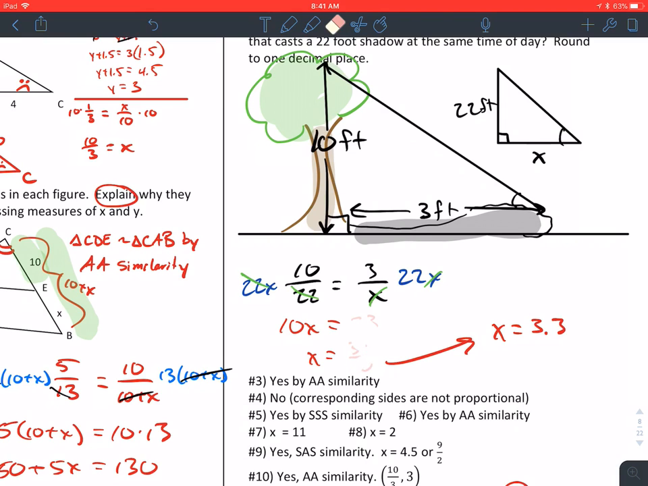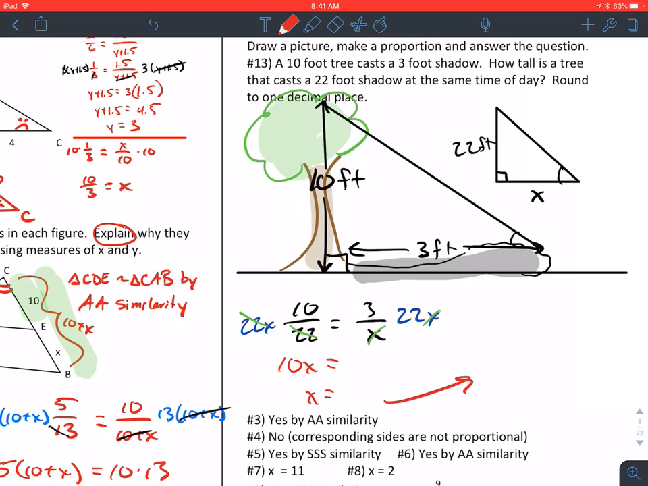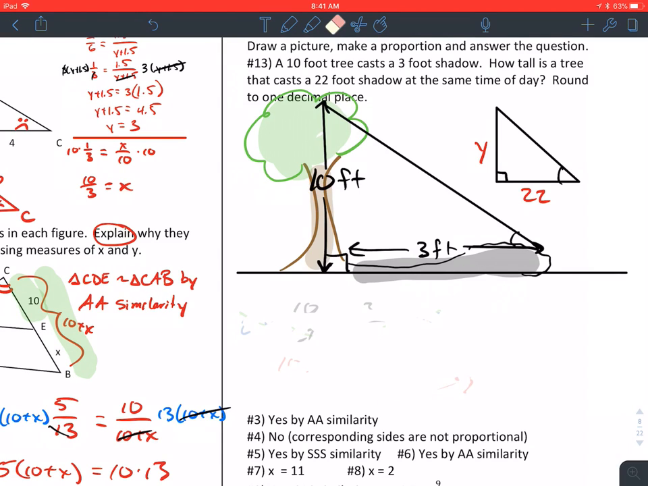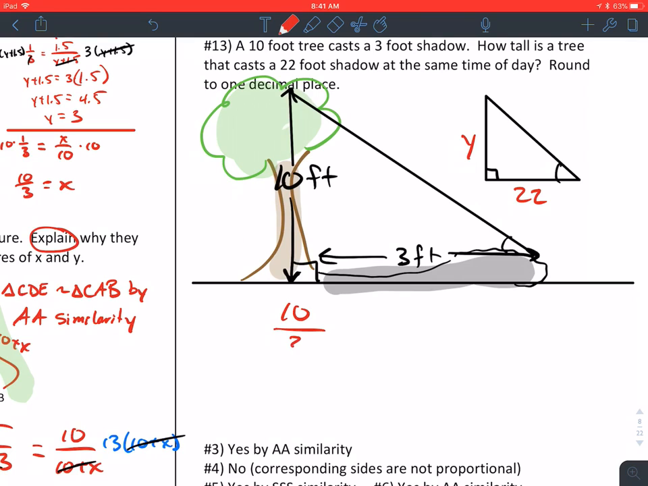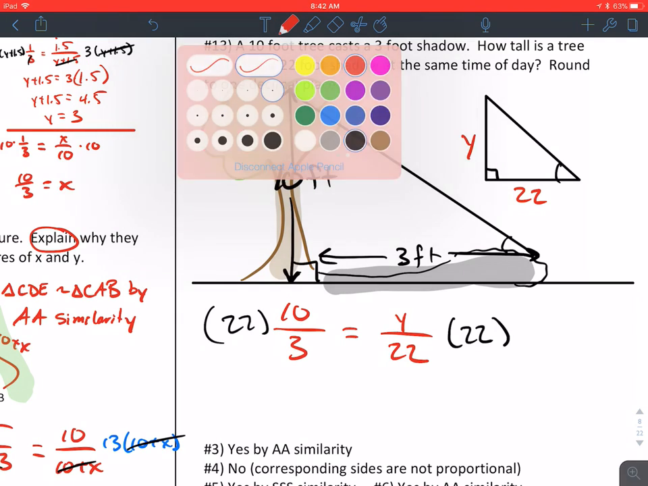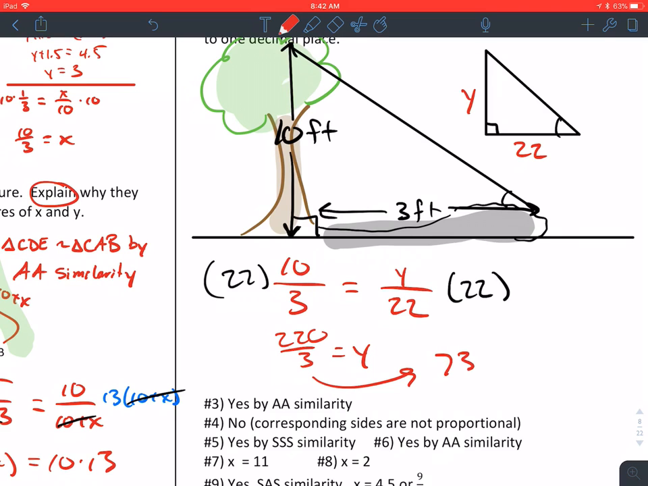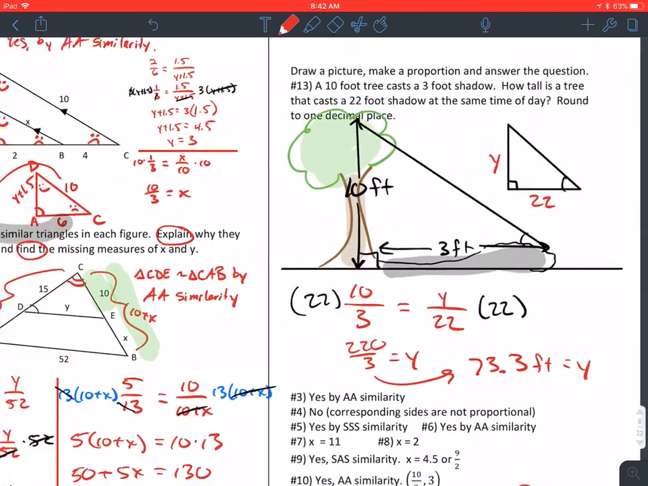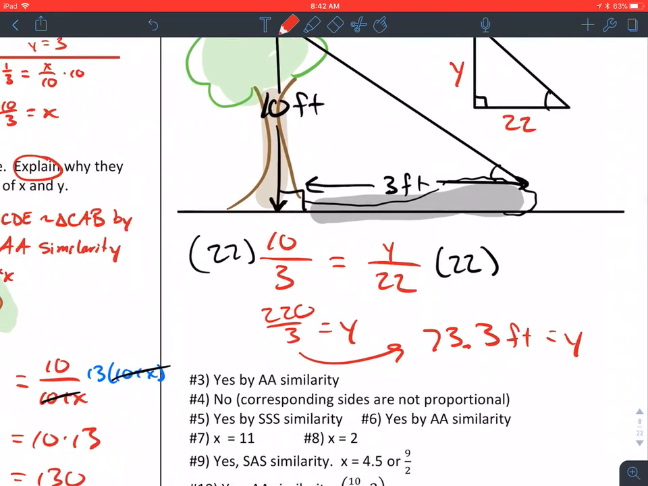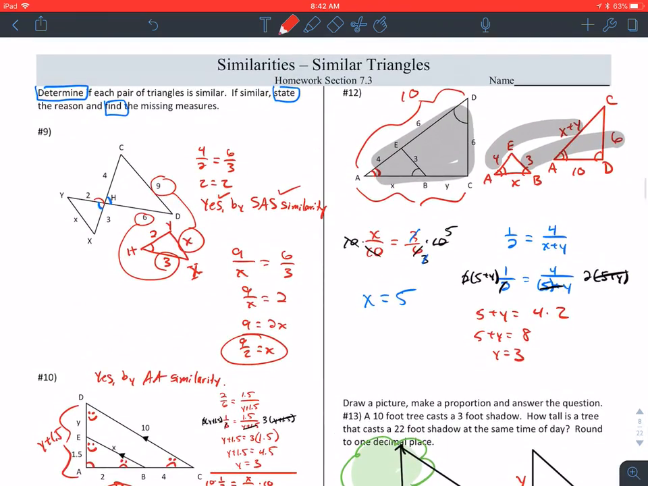Okay, I did several things wrong. It says how tall is the tree? I said it was 22 feet. The shadow is 22 feet long. Well, that changes everything. My apologies. 10 is to 3 as y is to 22. To get y by itself, multiply both sides by 22. That's going to give us 220 over 3 equals y, which is the exact answer. It says round to one decimal place. This ends up being 73.3 feet. Sentence answer, because it's a word problem, you would write something like, the tree is 73.3 feet tall. That concludes the assignment for 7.3.